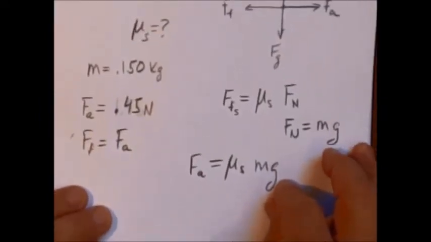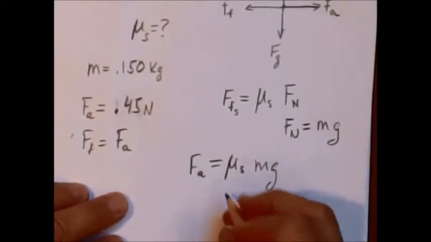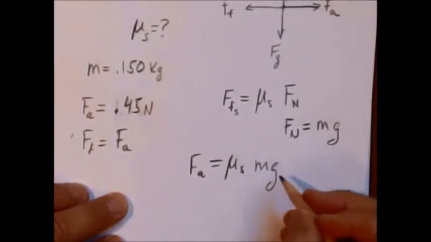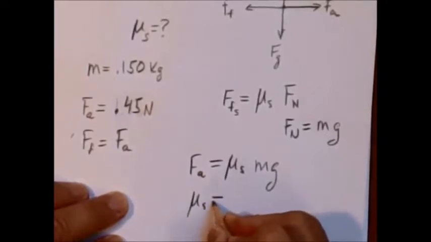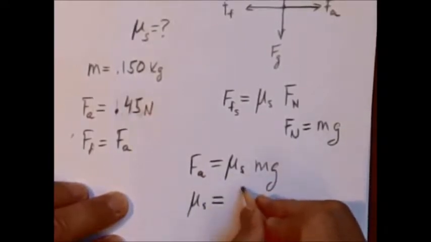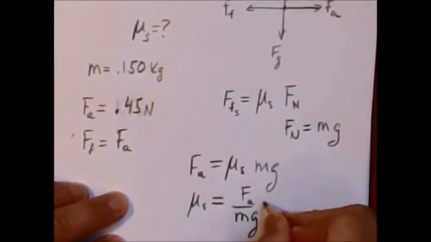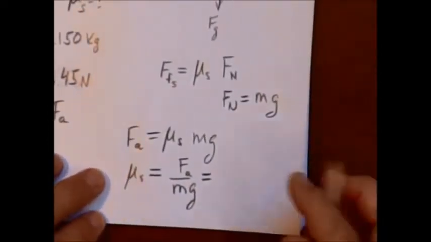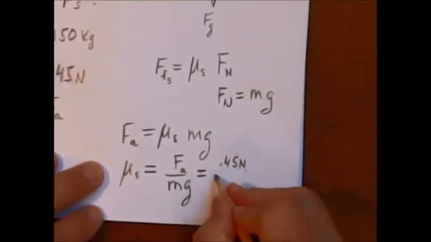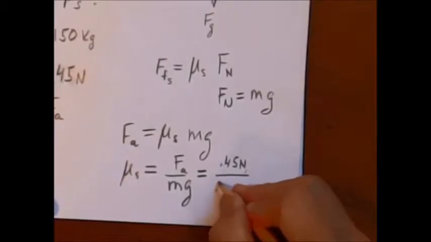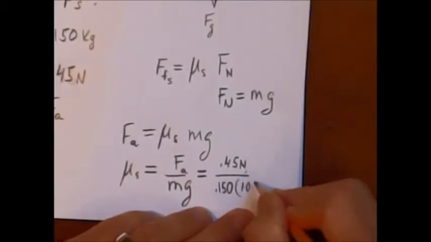Now we're still trying to find mu sub s, and this formula that we have is in an improper form. But if we just divide both sides by mg, then we get the variable that we're looking for. So mu sub s is equal to F_a over mg. And now we can plug in our experimental values. We got 0.45 newtons, and we divide that by the mass of the block, 0.150 kilograms, times the acceleration of gravity, which is 10.